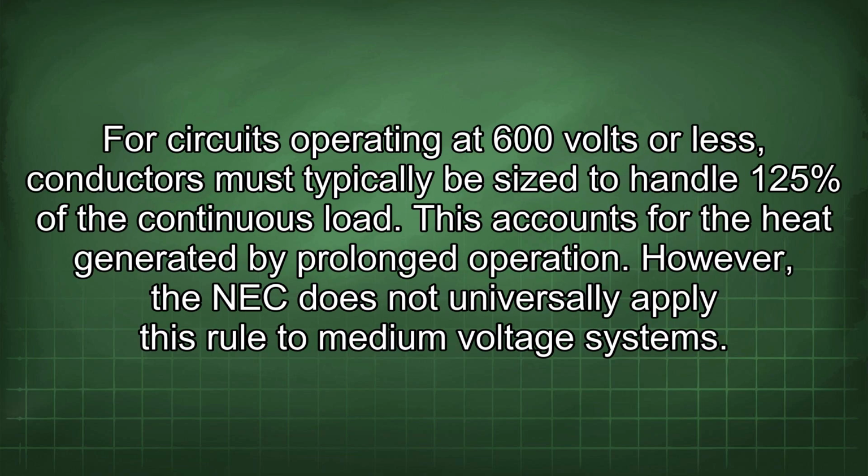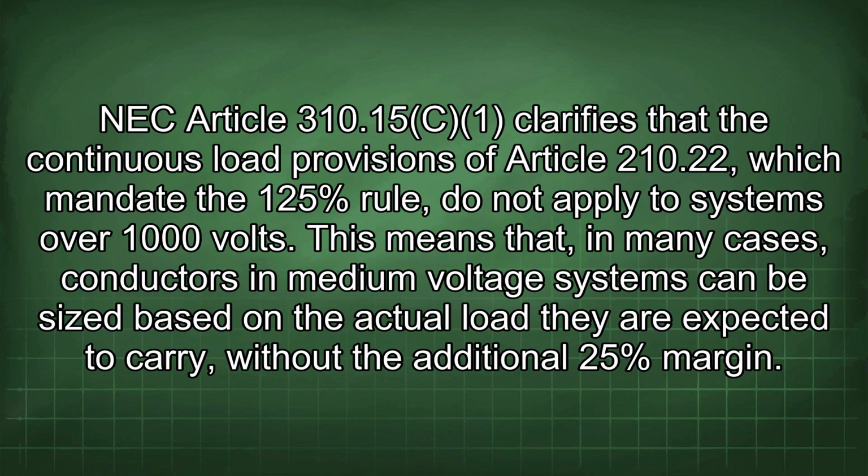For circuits operating at 600 volts or less, conductors must typically be sized to handle 125% of the continuous load. This accounts for the heat generated by prolonged operation. However, the NEC does not universally apply this rule to medium voltage systems. NEC Article 310.15 clarifies that the continuous load provisions of Article 210.22, which mandate the 125% rule, do not apply to systems over 1000 volts.